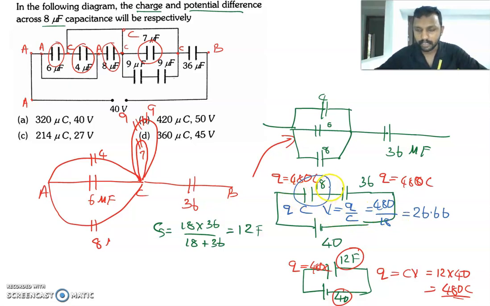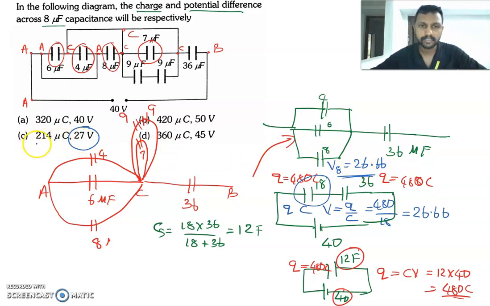Then the potential of the 18 farad capacitor will be equal to the potential on each, since in a parallel combination, potential will be the same. Therefore, the potential on the 8 farad capacitor will be 26.66. Are we having an answer like this? Looking at this, the nearest answer is 26.66 approximated to 27. Therefore, voltage is 27. This should be the answer.